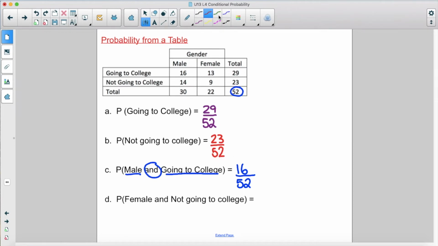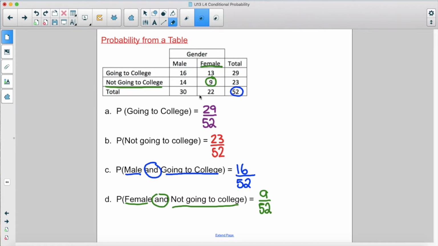Continuing on, we're looking at now female and not going to college. So we're looking at not going to college. We're not looking at the male column, we're looking at the female column. If we look at where those two intersect, it's right here. So not going to college and female, that is 9 out of the total 52 that were surveyed. Okay, so that's just finding probability from a table.